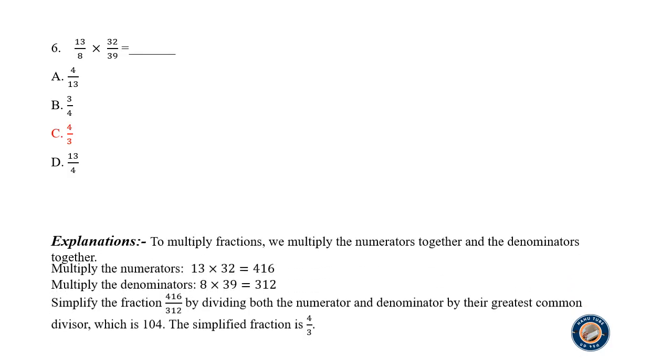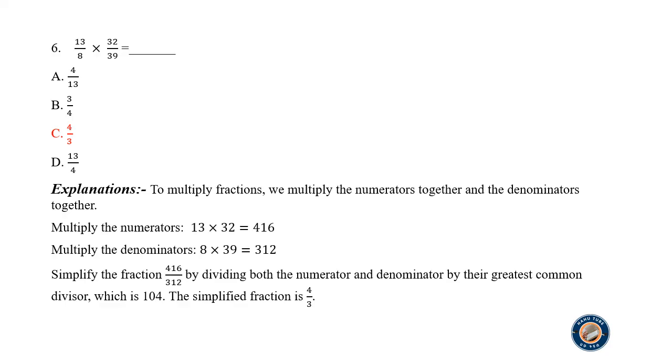Question number 6. 13 over 8 times 32 over 39 is equal to dash. A. 4 over 13, B. 3 over 4, C. 4 over 3, D. 13 over 4. The answer will be 4 over 3.